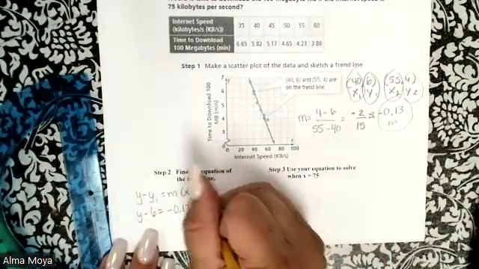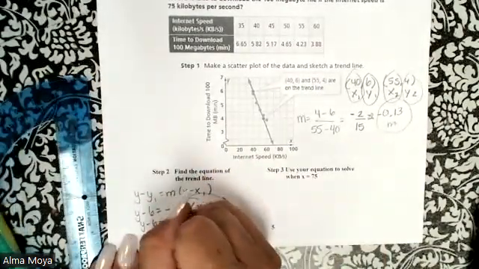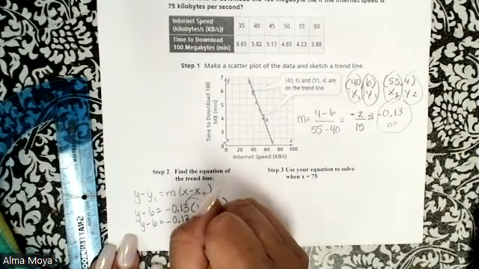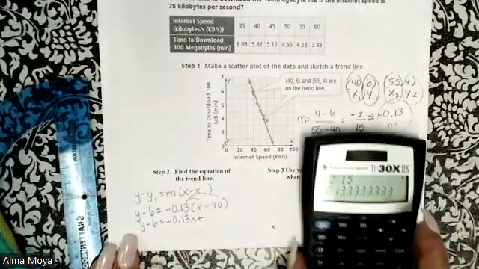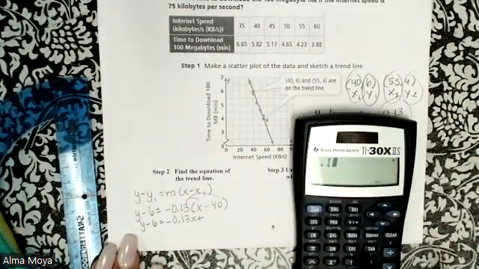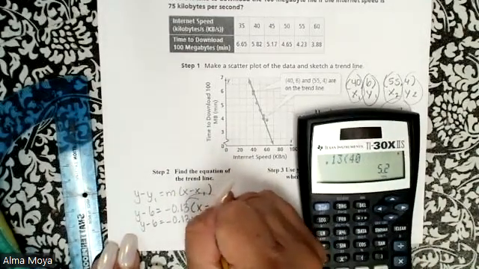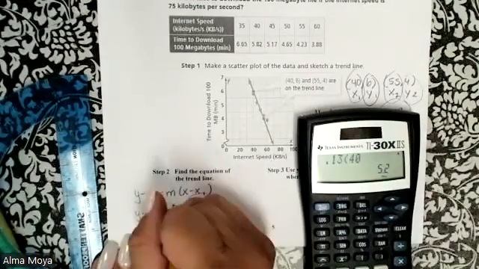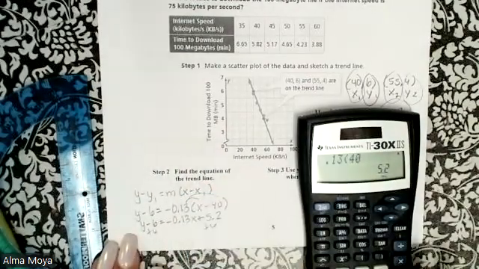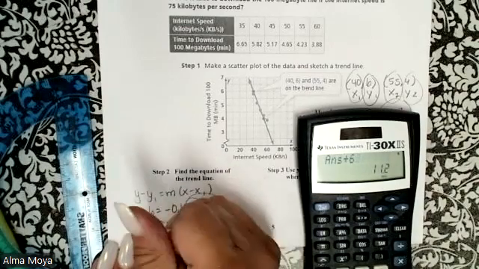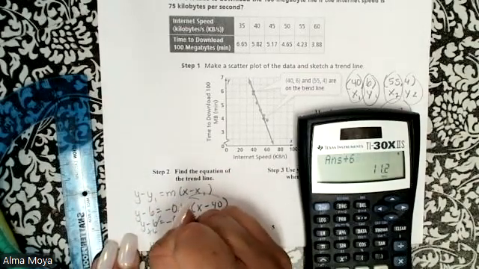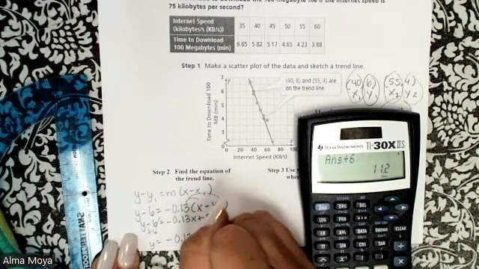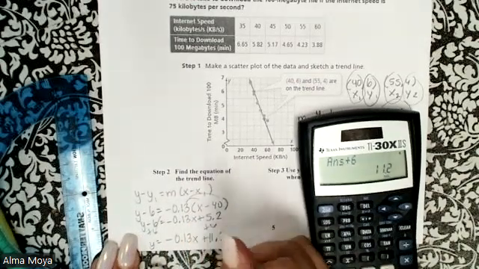I'm going to go ahead and distribute. So this is y minus 6 equals -0.13x plus 0.13 times 40. That equals 5.2. Don't forget the decimal. And then when I add 6, I have y equals -0.13x plus 11.2.